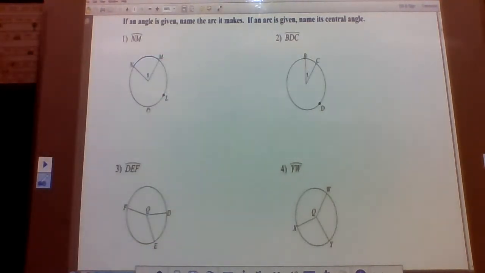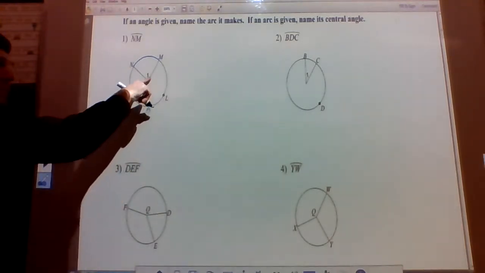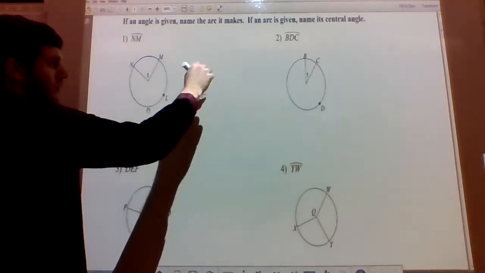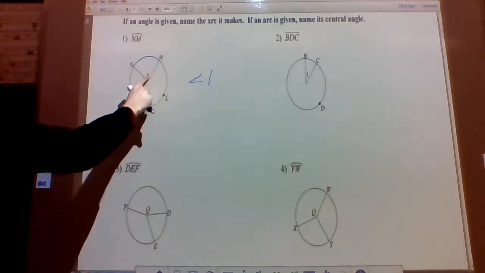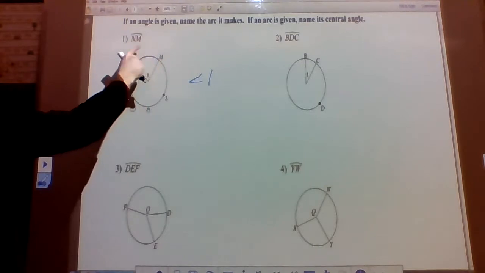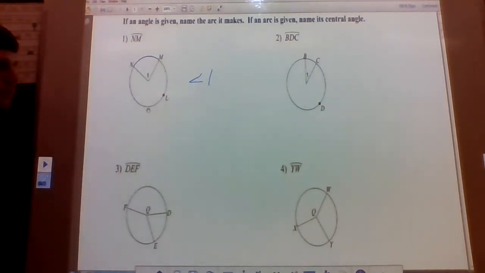And for 1 through 10 here, we want to name the associated arc that's formed by that central angle, or if they give us the angle, we want to find the arc that it makes. If they give us the arc, we want to write the central angle. If they give us the angle, we want to find the arc. So this one is labeled as angle 1. So the central angle for minor arc NM is going to be angle 1.